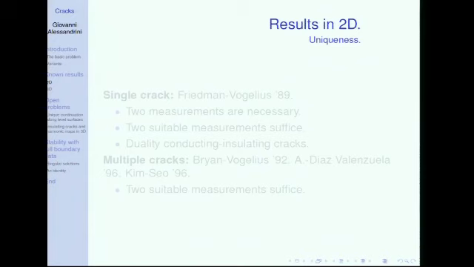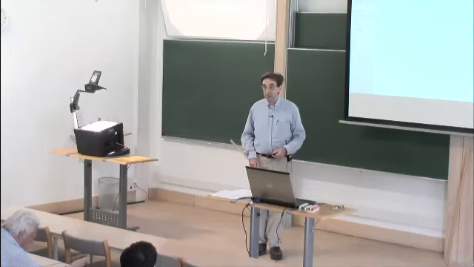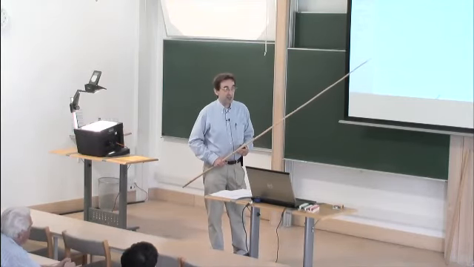So let me just briefly review what is known in the two-dimensional situation. There is one fundamental paper by Friedman and Vogelius who proved the basic uniqueness result. But let me list three fundamental facts that can be learned from that paper. First of all, they observed that at least two measurements are necessary to uniquely determine a crack.